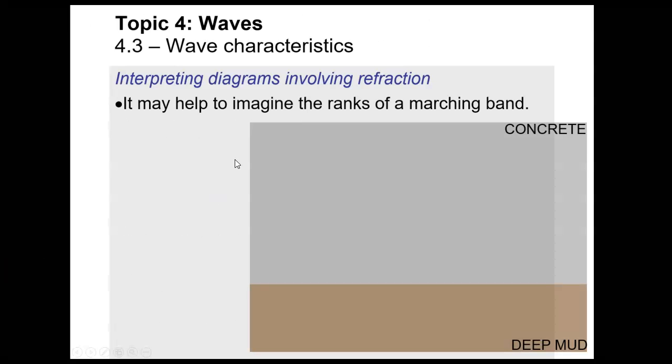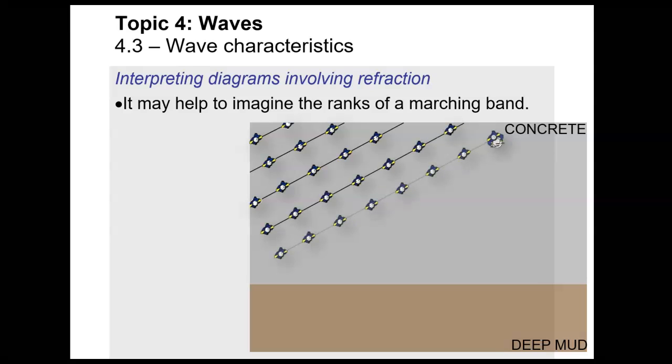Now in case you're still not convinced as to why the bending happens, here's a good example. Imagine the ranks of a marching band. The members of the marching band are all in line, walking along the concrete, everybody's happy. And then this guy down here is about to hit the mud. When this guy hits the mud, he all of a sudden starts to move slower. Why is he moving slower? Because it's harder to walk in mud than it is in concrete.